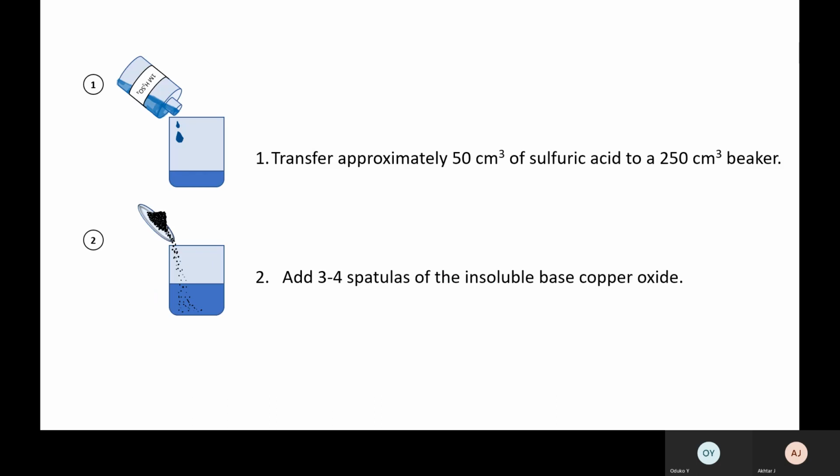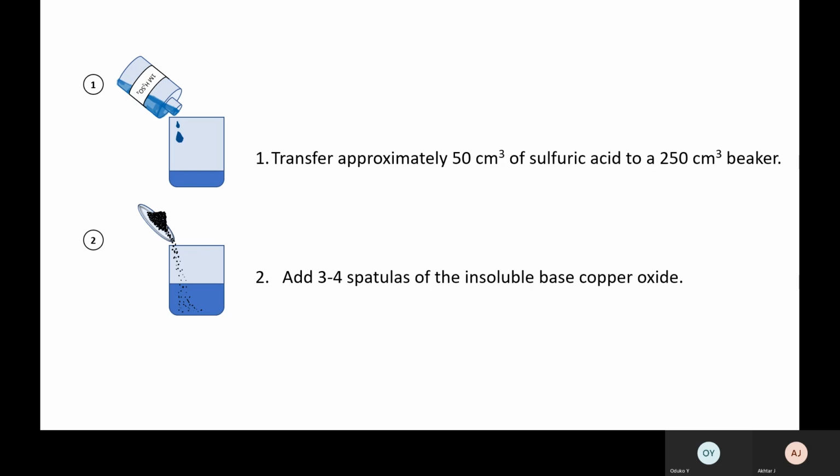Now the first stage is obviously we need our acid, so we're going to suggest a sensible amount of acid, measure that in a measuring cylinder, let's say 50 centimetres cubed of sulfuric acid into a beaker. Then you would use a spatula to measure out your copper oxide. A good suggestion is to start with 3 to 4 spatulas of the copper oxide. Remember, it is a powder.